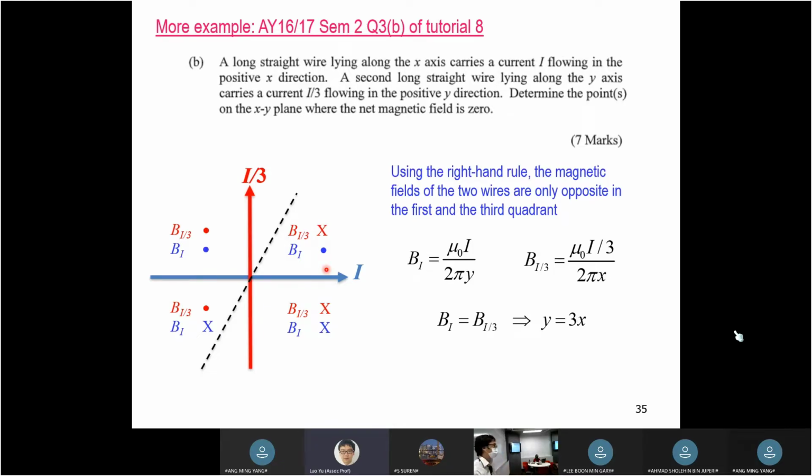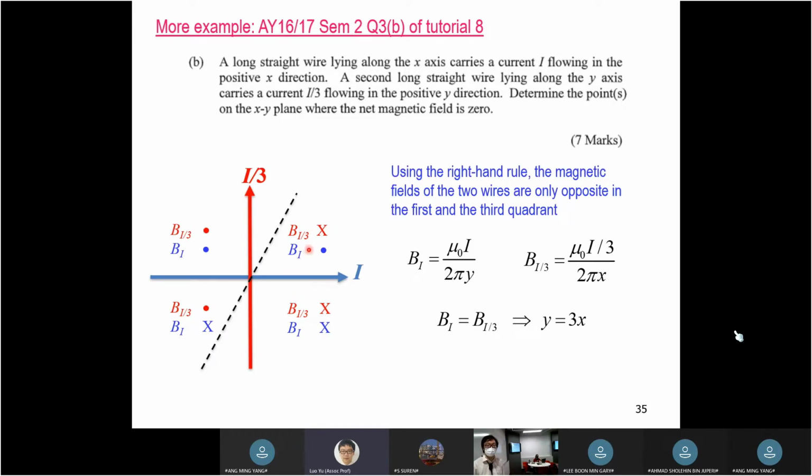What should be the magnitude, the distance? Because we need to apply mu naught I divided by 2 pi r, right? Mu naught I divided by 2 pi r. Now what I am asking, for any point, the distance from that point to this horizontal line, what is the distance? It should be y, right?